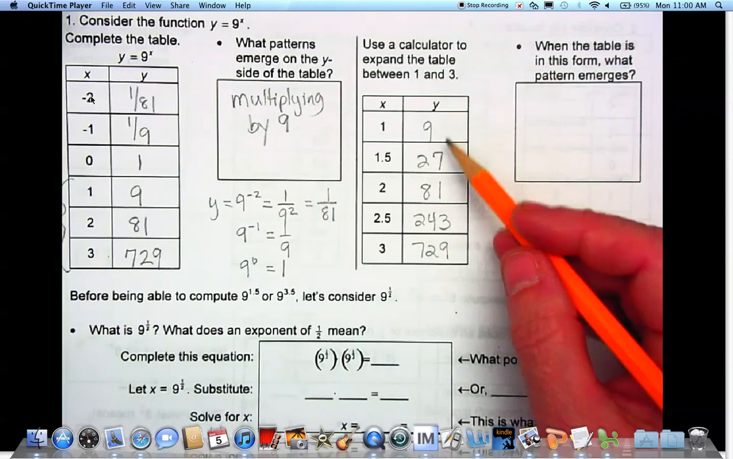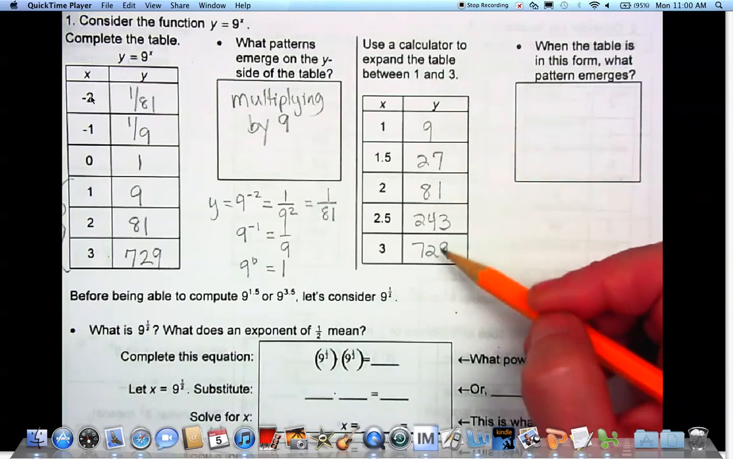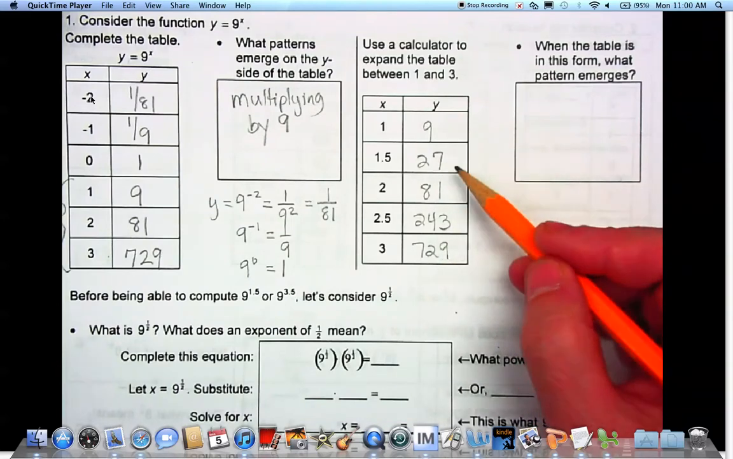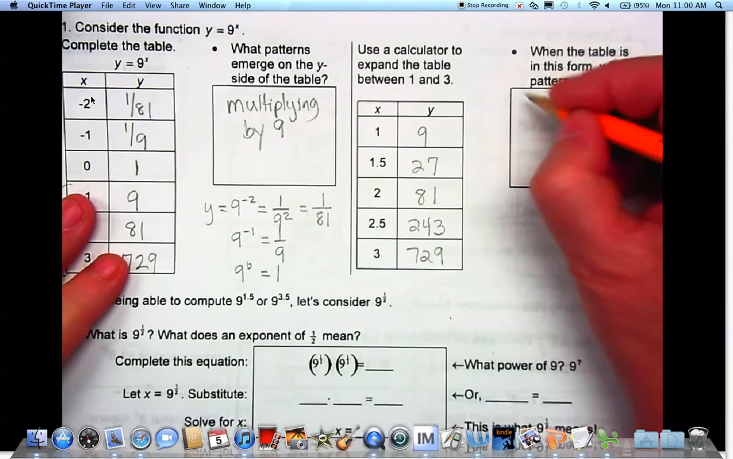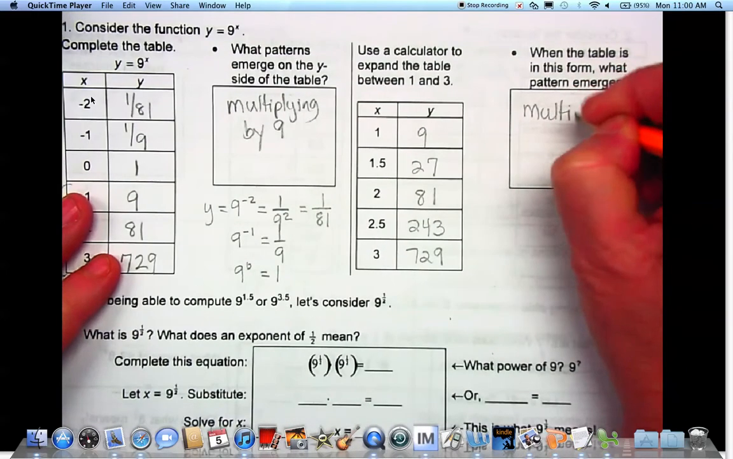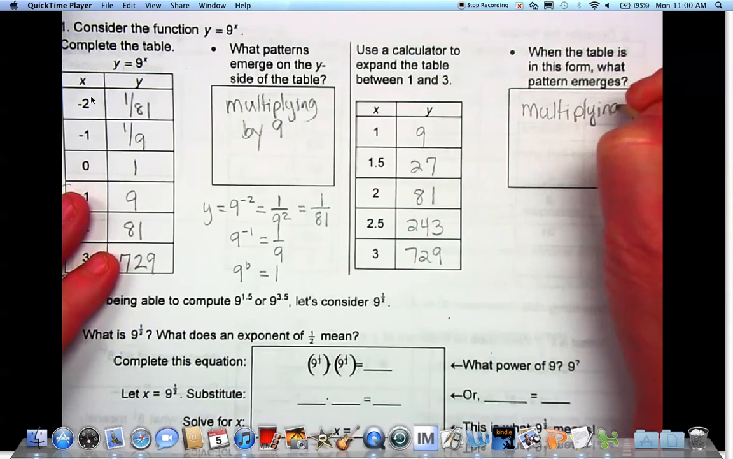Okay, what's going on here though? As it goes down, what are they multiplying by here? 3. Multiplying by 3. We've got to figure out where that 3 is coming from.